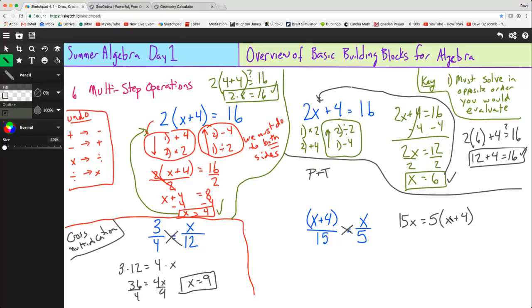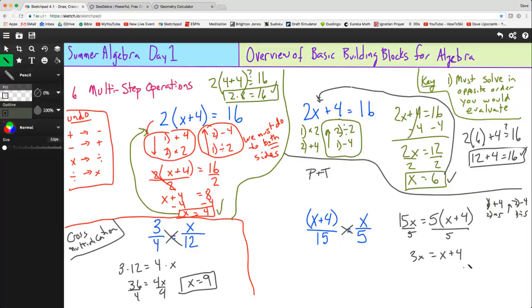Well, let's look here. On this left side, we can do two things. We can either distribute, or we can say, well, solving for x, we had to first add 4, then second multiply by 5. So to undo that, we need to 1, divide by 5, and 2, subtract 4. So let's do it that way first. We're going to divide both sides by 5. We get 3x equals x plus 4.